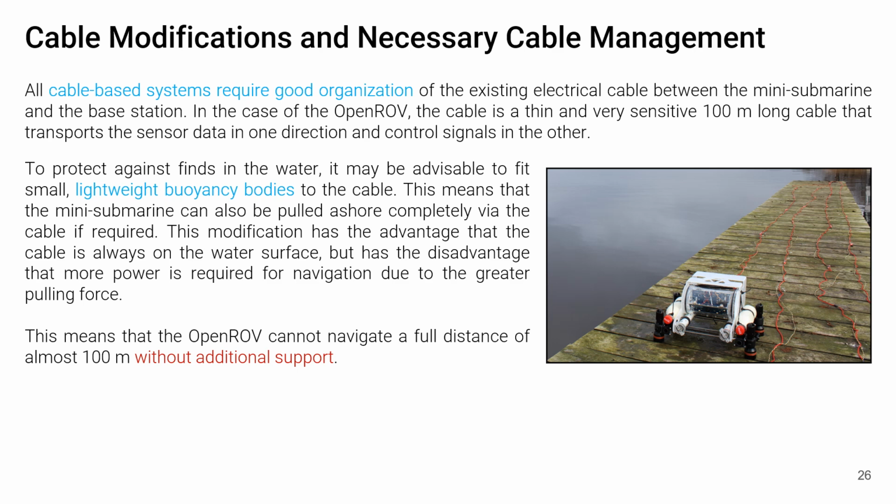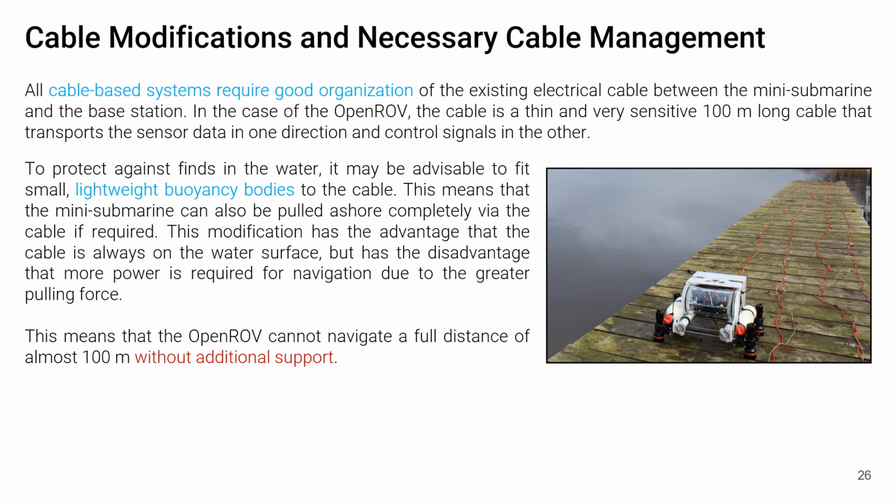All cable-based systems require good organization of the existing electrical cable between the mini submarine and the base station. In the case of the open ROV, the cable is a thin and very sensitive 100-meter-long cable that transports the sensor data in one direction and control signals in the other. To protect against snagging in the water, it may be advisable to fit small, lightweight buoyancy bodies to the cable. In addition to the buoyancy bodies, which consist of lightweight plastic strips filled with air, a robust red rope has been installed to take the force from the electric cable.